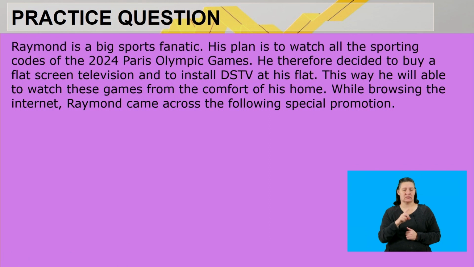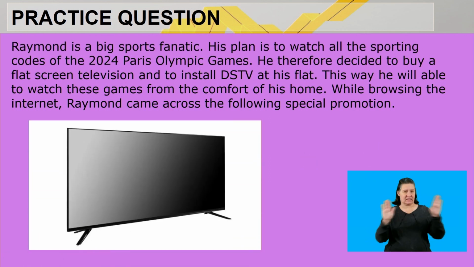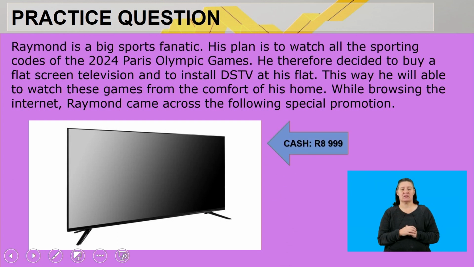Raymond is a big sports fanatic. His plan is to watch all the sporting codes of the 2024 Paris Olympic Games. He therefore decided to buy a flat-screen television and to install DSTV at his flat. This way he will be able to watch these games from the comfort of his home. While browsing the internet, Raymond came across the following special promotion. Alright, so there's the flat-screen TV he's interested in, and it's advertised for a cash price of 8,999 Rand.